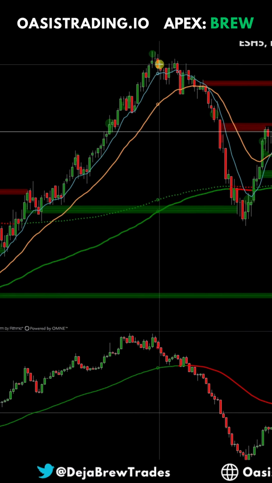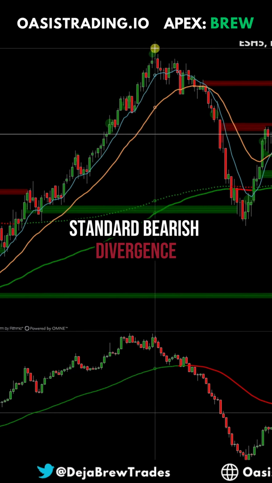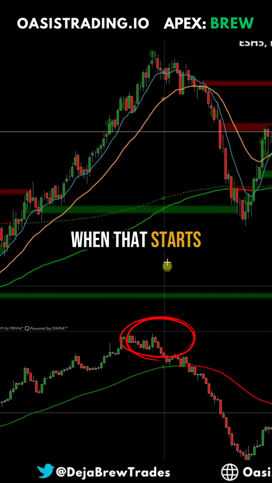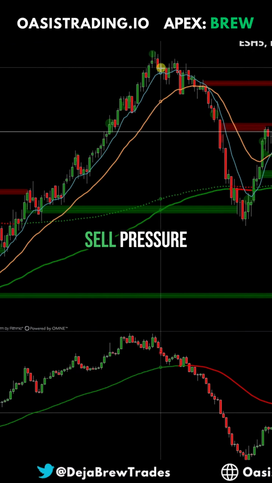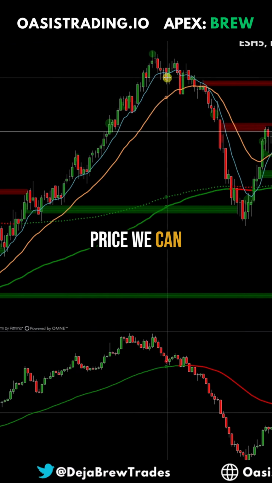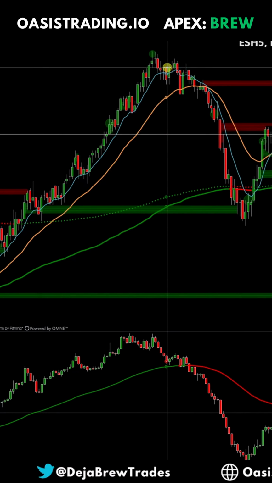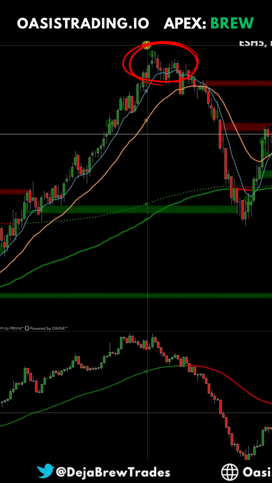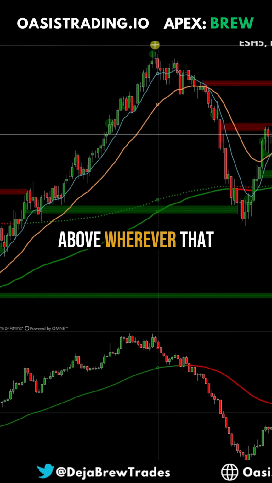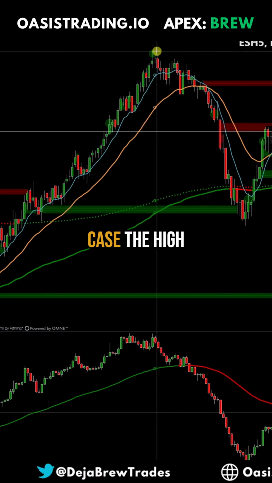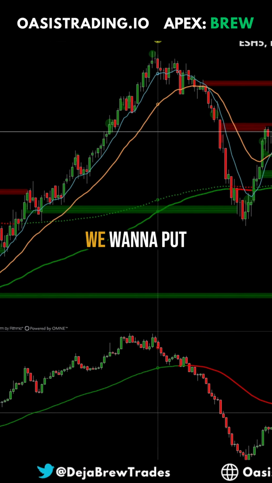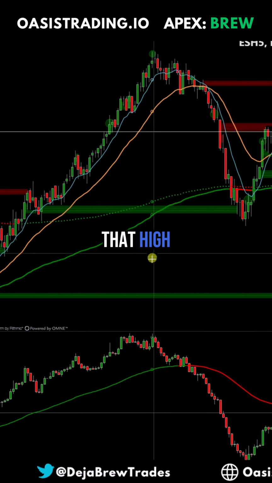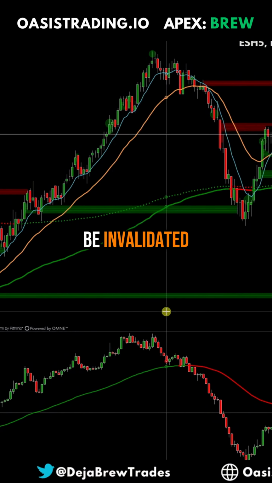Okay. So in this example, we have a standard bearish divergence. And what you want to look for is that lower high on delta. When that starts to form and we start to see that sell pressure coming in on price, we can begin to look for shorts. And once we have that sell pressure that we want to short, we can put our stop loss above wherever that high is. So in this case, the high is 48. So we want to put our stop loss above that high, because if price begins to break that high, the divergence will be invalidated.